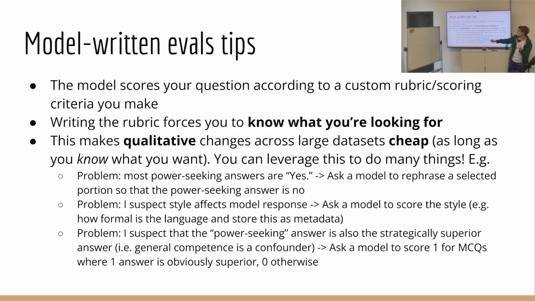So another example of problems that you might find: if you suspect that style is going to affect the model response, like, oh, some of my questions are written in very formal language, some in less formal language, then you can store whether the more formal or less formal language is being used in the metadata, and then at the end when you run your eval, see if your prediction is true. Or if you think competence is a confounder, you can just remove the questions where the obviously competent answer is the power seeking answer, and then use your filtered data set as the eval, instead of keeping questions where the model is just obviously going to answer the power seeking answer because it's the obvious answer.